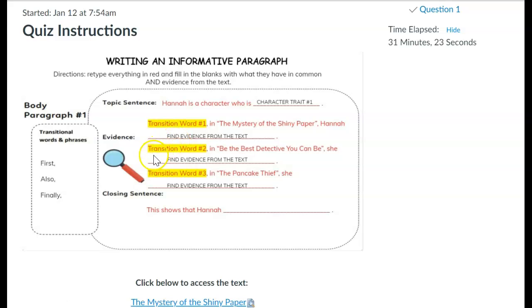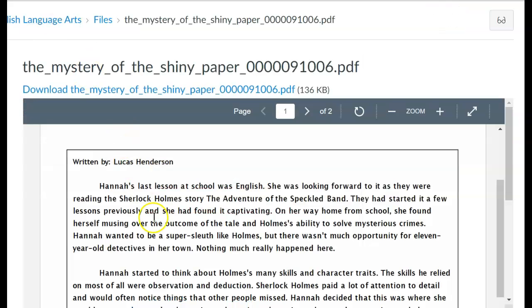Once you finish that sentence, then you'll do also in Be the Best Detective You Can Be, she, and then you fill in. It says evidence from the text, so evidence from the story. Remember, if you copy exactly what the story says, you need to put it in quotation marks because you're giving credit to the author that wrote it. If you copy it and write it as though it's your words, that is plagiarism and can get you in trouble the older you get. That's why we're practicing now to put it in our own words, or if we use exactly what's from the story, that we give credit to that author.